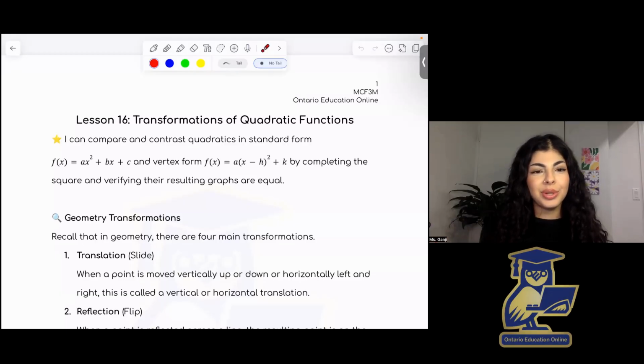Hello and welcome back to our next lesson. Today's lesson is actually really short because you have a big assignment to work on, so I'm just reviewing some concepts with you. And these concepts should be already familiar to you.